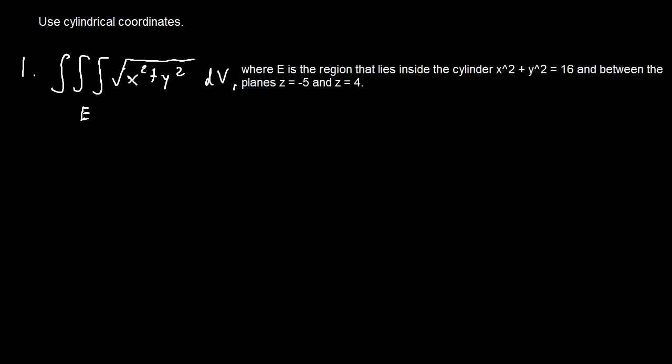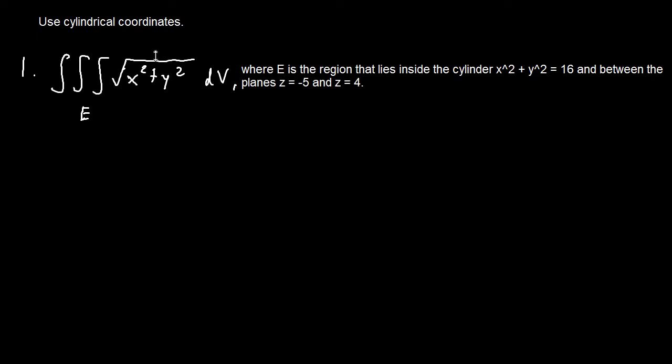So now for these next set of problems, let's go ahead and convert the triple integral first into cylindrical coordinates and then evaluate. So for number 1, we have the triple integral of the square root of x squared plus y squared dv, described by E, where E is the region that lies inside the cylinder, x squared plus y squared equals 16, and between the planes z equals negative 5 and z equals 4.